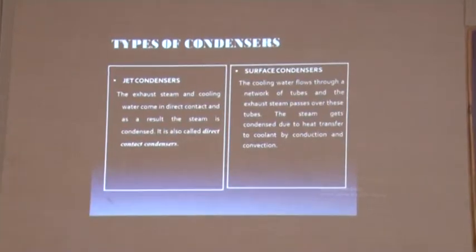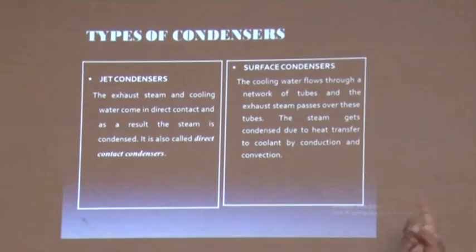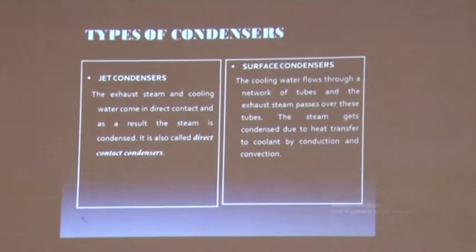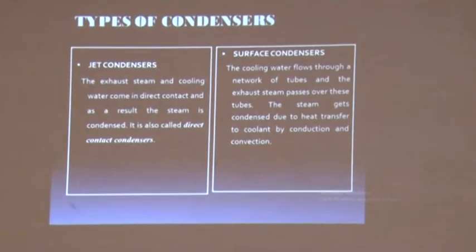Next, there are types of condenser. The first one is the jet condenser. The second one is the surface condenser. In a jet condenser, the exhaust steam and cooling water come in direct contact with each other, or you can say direct condenser. The second one is the surface condenser. The cooling water flows in the tubes and exhaust steam passes over the tubes. The steam gets condensed because of heat transfer with the help of conduction and convection.